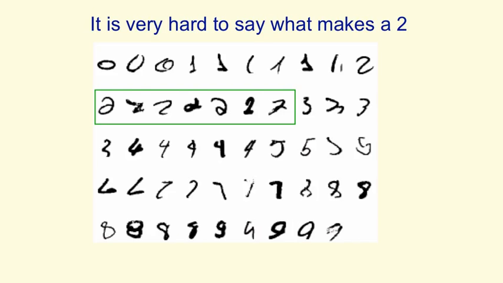So a template isn't going to do the job. And in particular, a template is going to be very hard to find that'll fit those twos in the green box and won't also fit the things in the red boxes. So that's one thing that makes recognizing handwritten digits a good task for machine learning.